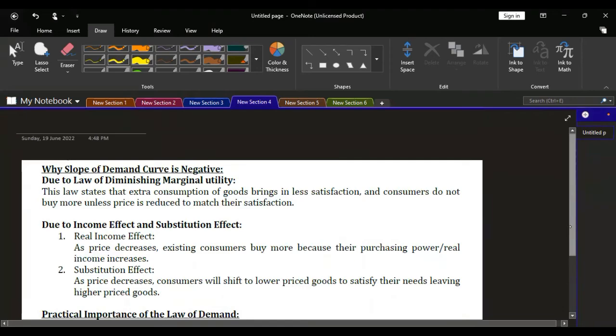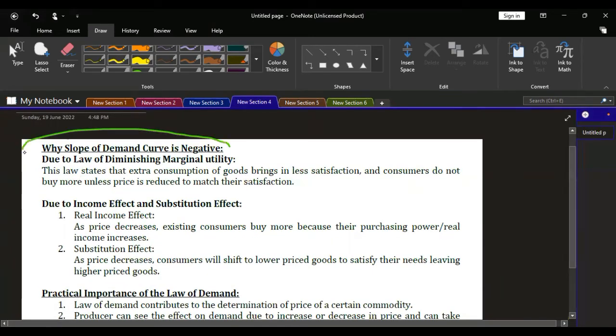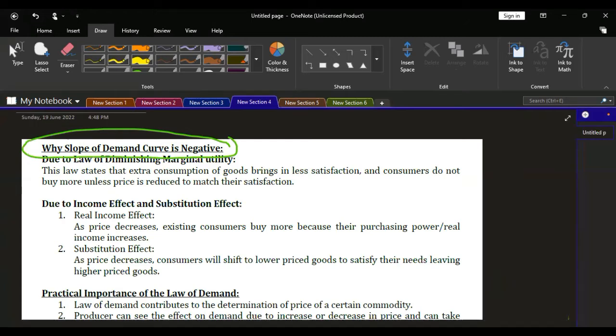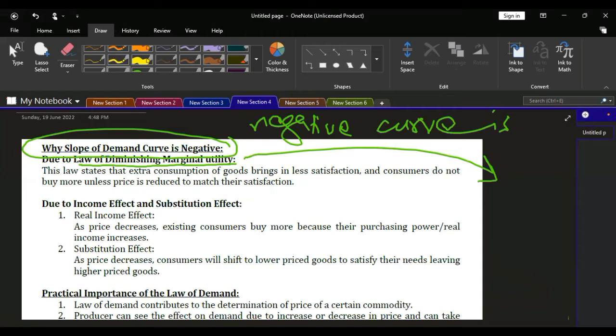Next is why the slope of the demand curve is negative. It is the most asked question that comes up in our regular school classes or in our daily university classes. The first reason for the negative demand curve is the law of diminishing marginal utility. What is this? This law states that when a consumer consumes more and more of a good, the utility or satisfaction that he got from the first unit decreases subsequently.